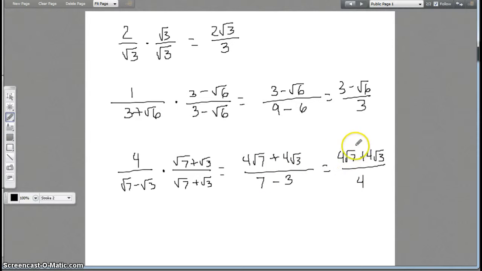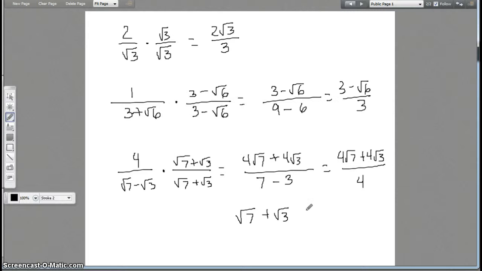Now you can see we have a 4 everywhere in our numerator. We can divide this entire fraction, the top and the bottom, by 4, and what we'll end up with is square root 7 plus square root 3, because 4 root 7 divided by 4 is root 7, and 4 root 3 divided by 4 is root 3.